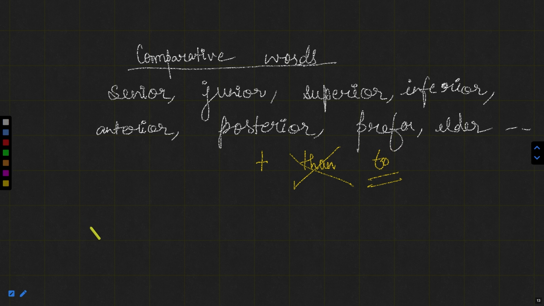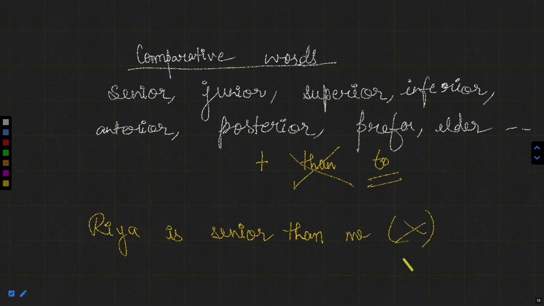For example, if I say Ria is a senior than me, the sentence will be incorrect. Why so? Because we are using than over here. To make it correct, what we need to do, we have to just remove this than and replace it with to. So the correct sentence will be Ria is a senior to me. This will be the correct sentence. So with these words we always use the preposition to and not than.